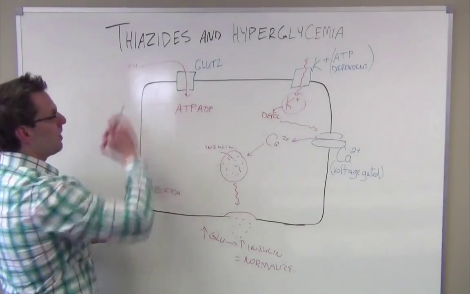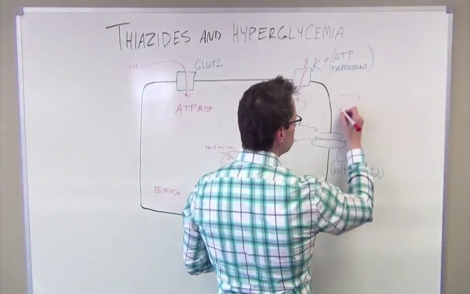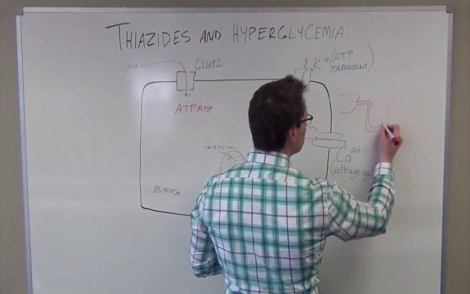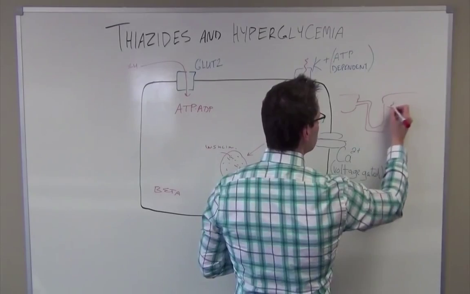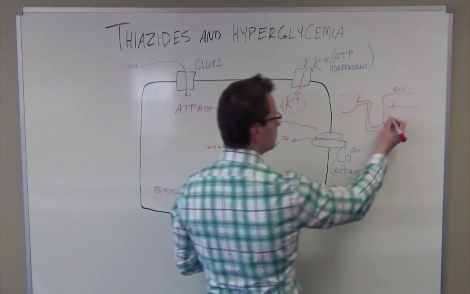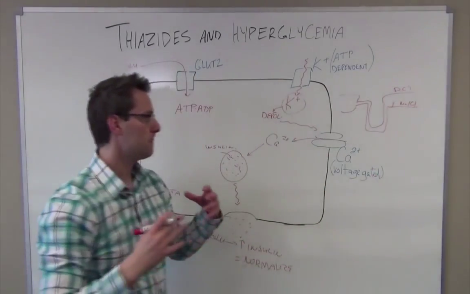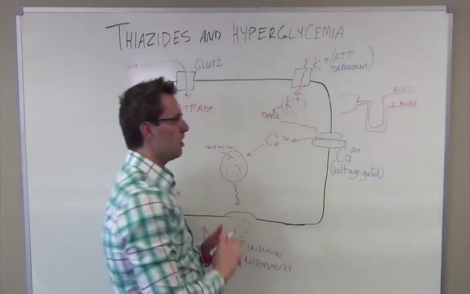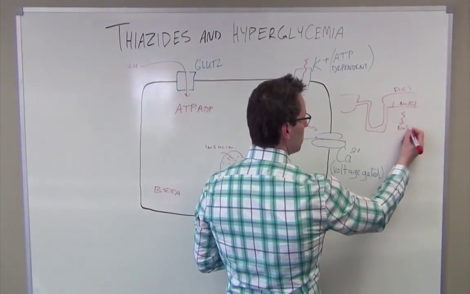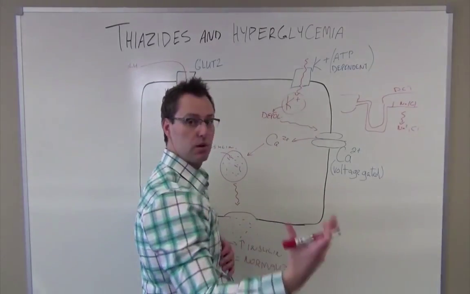Now, when we take in a thiazide, something important happens. If we take a look at the kidney, we have our PCT, we have our loop, and we have our DCT. In the DCT, thiazide diuretics are going to block the sodium chloride symporter. This is really important because if we block the sodium chloride symporter, sodium levels in the body are going to decrease. Chloride levels in the body are going to decrease because they're not being reabsorbed.